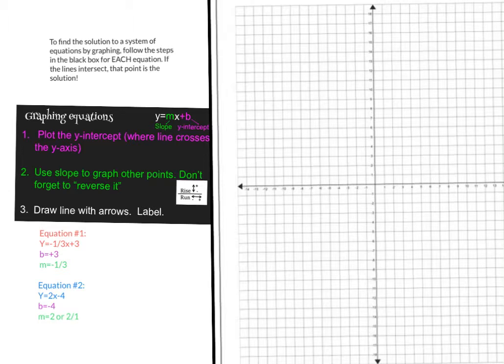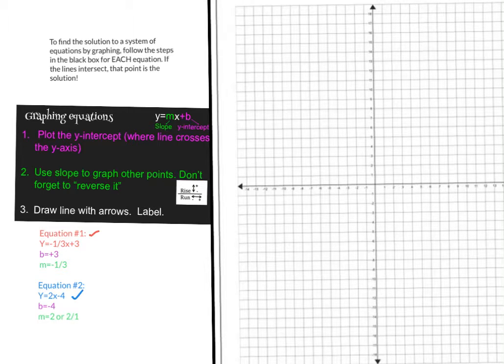You're in luck. This is something you have learned how to do before, and just following a few extra steps will get you the answer that you could be looking for. So in this example, we have two equations. Equation number 1 is in the red, y equals negative 1/3 x plus 3. Equation number 2 in the blue is y equals 2x minus 4.